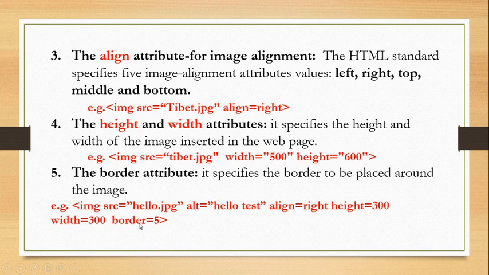And this example is the complete example of the img tag. Img and src, this is the name of the image that you are going to insert in your web page, and this one is alt. If the image is not able to display on the web page, the hello text or the letters will display instead of the image. And the next one is align. If you want to align the image to the right side, then you have to write right. And height is equal to 300 pixels, width is equal to 300 pixels, and border is equal to 5.